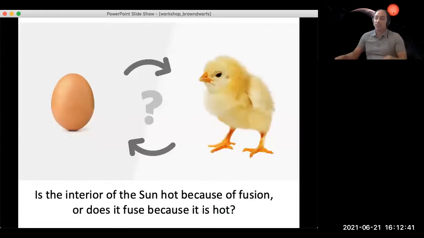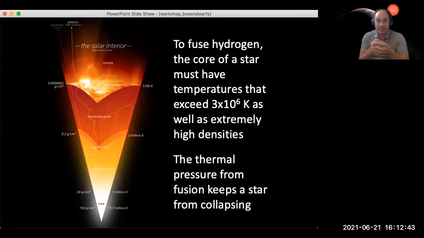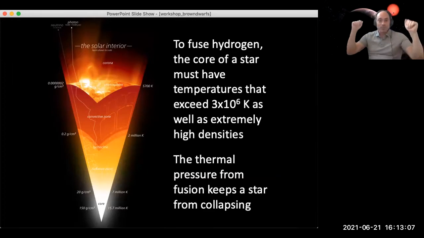Now the other thing I should say is that the temperature is also, if you remember from your either chemistry or physics classes, a hot gas also produces pressure, right? There's a thermal pressure for any kind of hot air, hot gas, or hot plasma in this case for the sun. And it's actually that thermal pressure that keeps the star from collapsing. Remember that we're talking about something like the sun. The sun has mass, and mass wants to contract down under gravity, it pulls itself in.